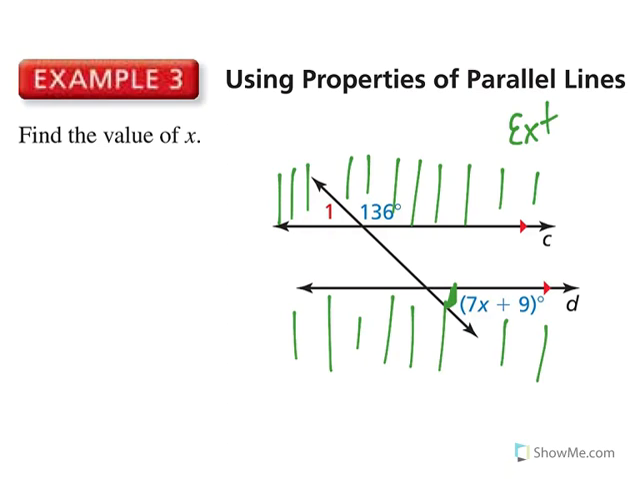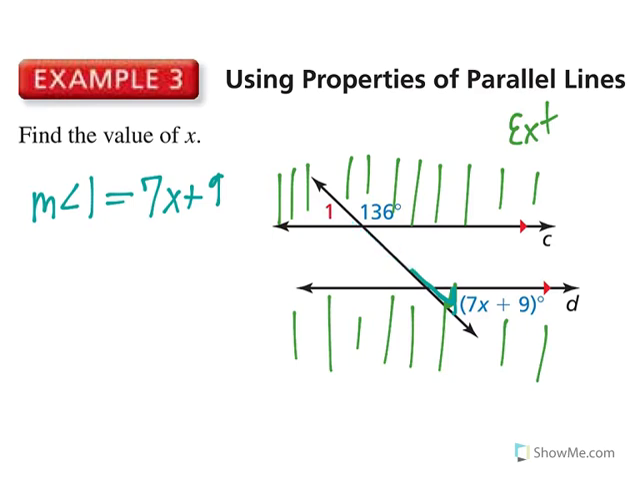So 136 and the 7x plus 9, they are on the same side of the exterior, right? I wouldn't have to cross my transversal to get to them. Well, we don't have any properties on that one. All we have properties on is our opposite side's exterior, right? So if I'm looking at this 7x plus 9, opposite of it would be this 1. So we know alternate exterior angles are equal to each other, so I could write out that the measure of angle 1 would be equal to our 7x plus 9. But I can't solve for x yet. I would need to find the measure of angle 1.